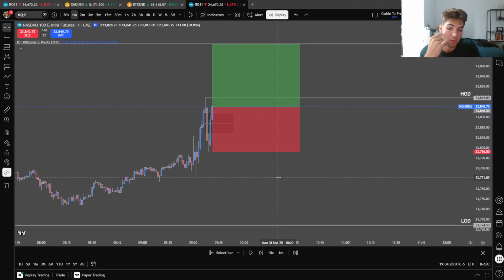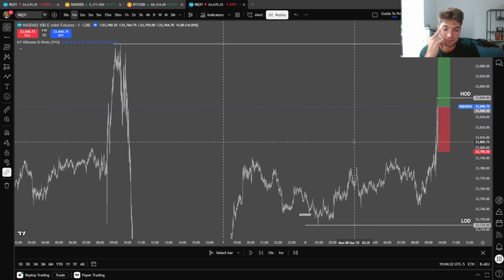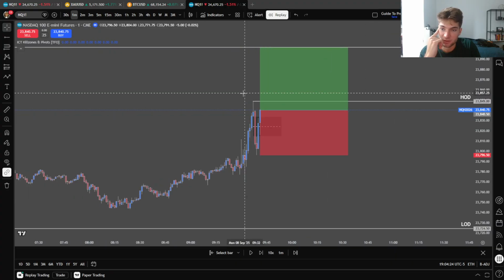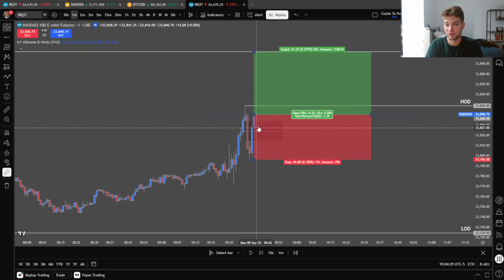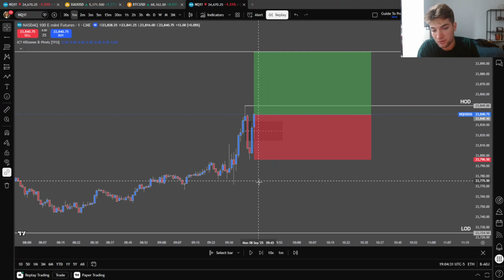So I probably would not be taking this unless I saw something completely obvious. But I don't think this is a fantastic trade. We do have a 1 minute fail BPR. Going back to the checklist, we don't have a liquidity sweep. We don't have a fair value gap reaction. We don't have the cleanest structure.